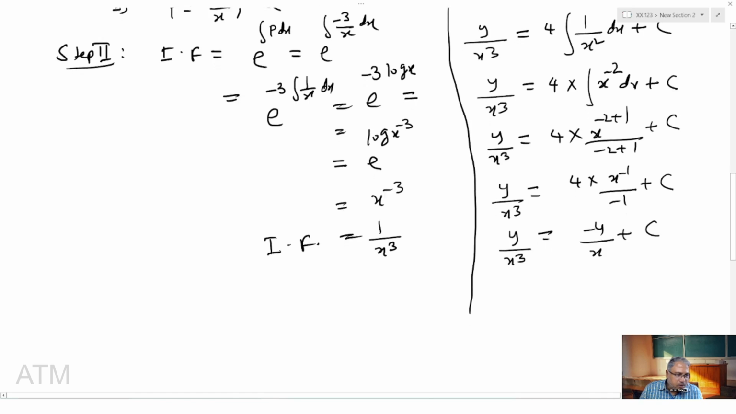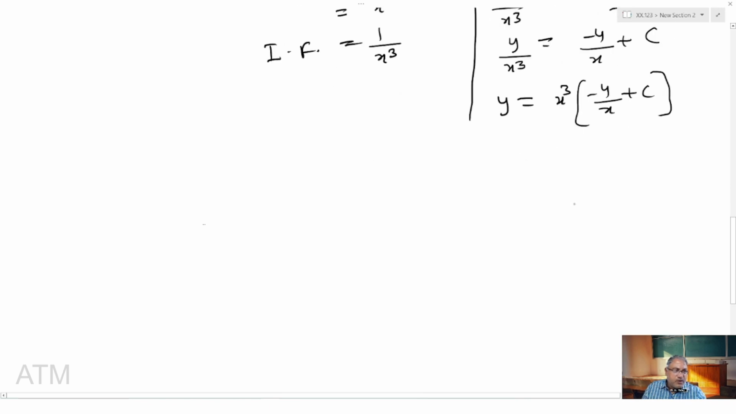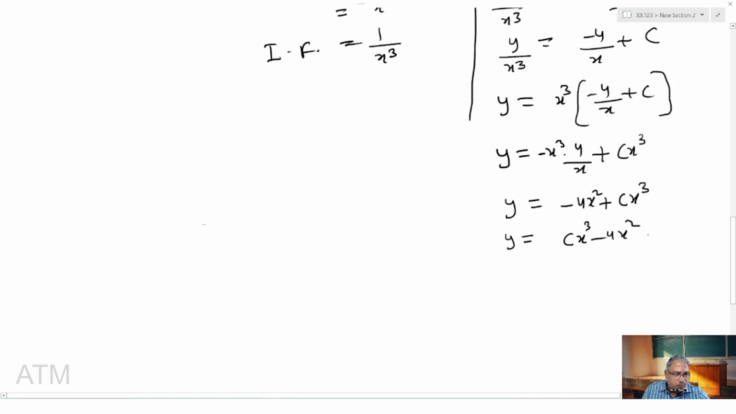Now x cube is taken to the right side, so y equals x cube multiplied by minus 4 upon x plus c. Now further simplification, we get here y equals x cube times minus 4 upon x plus c x cube. So y equals minus 4 x square plus c x cube. Writing properly, y equals c x cube minus 4x square is the required general solution.